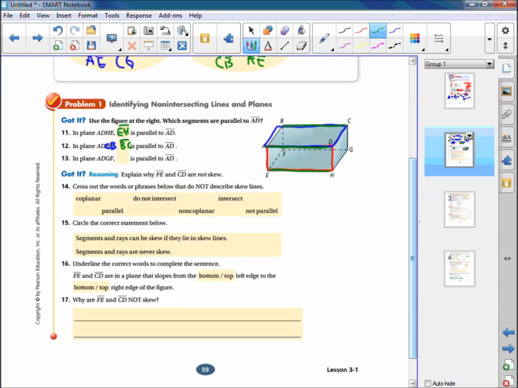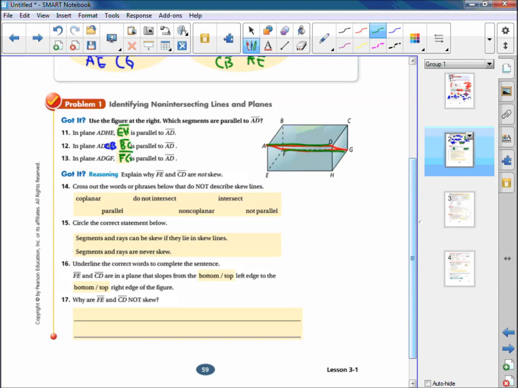Okay. And then in the plane ADGF, this is the hardest one to see. So let me erase. Okay, so in the plane ADGF, that's a diagonal that cuts through the box. So who is parallel to AD in this one? Well, AD is going to be parallel to FG down here.